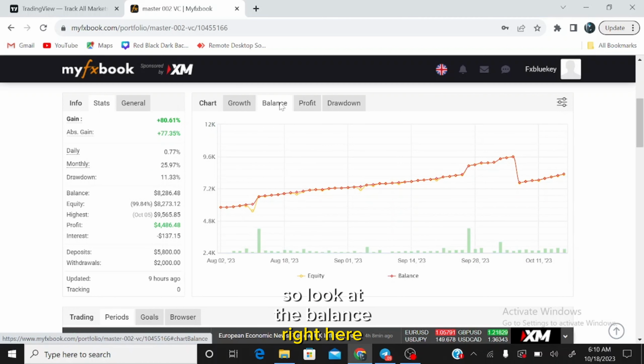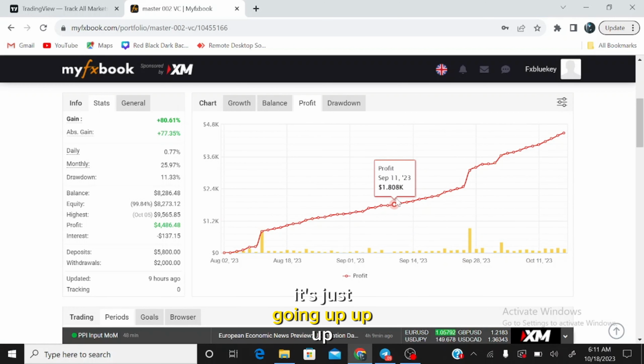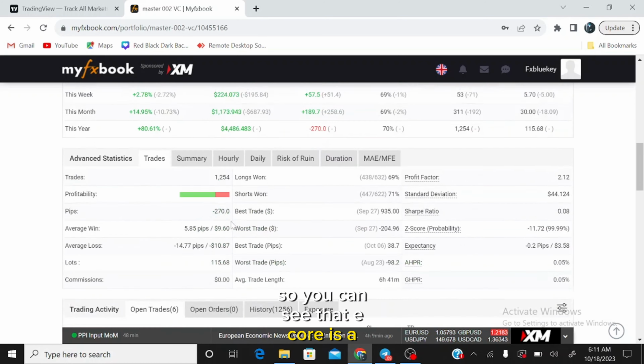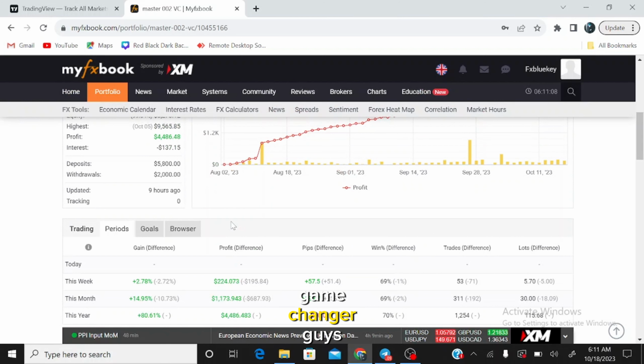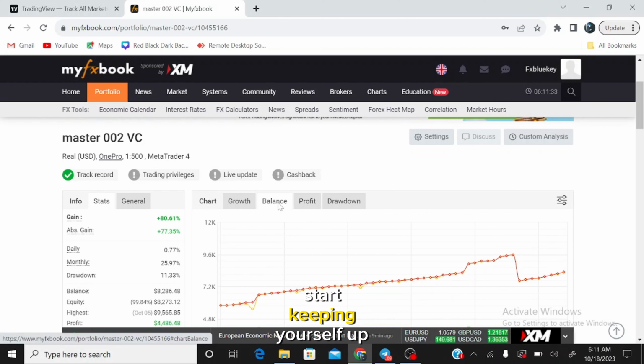So look at the balance right here, the same thing, guys. Look at the profit chart, the same thing. It's just going up. It's that beautiful, guys. So you can see that EU Core is a game changer, guys. It is absolutely a game changer. There is no doubt that we are actually making profit every single day, and that is what I keep talking about. The consistency, the fact that you can use this bot for a very long time. It doesn't matter the market conditions that you find yourself in, EU Core can handle itself. It is crazy good, right? You don't even need to keep yourself up with it.